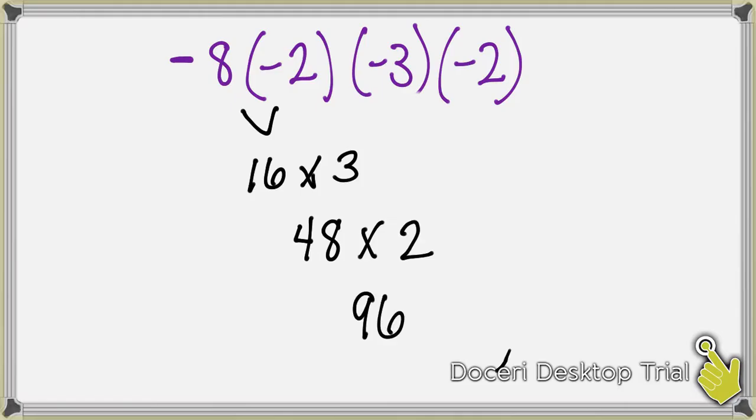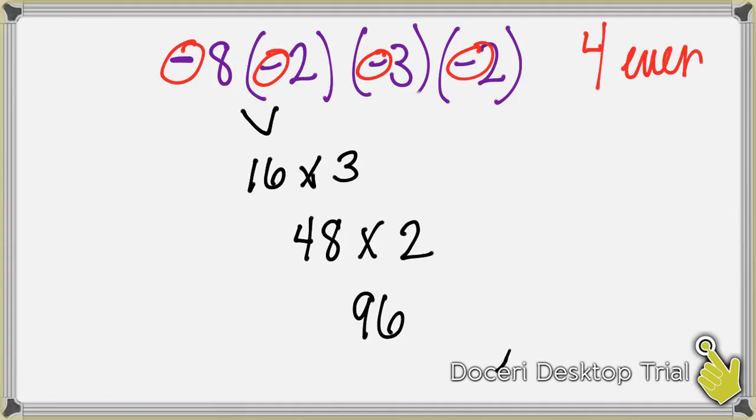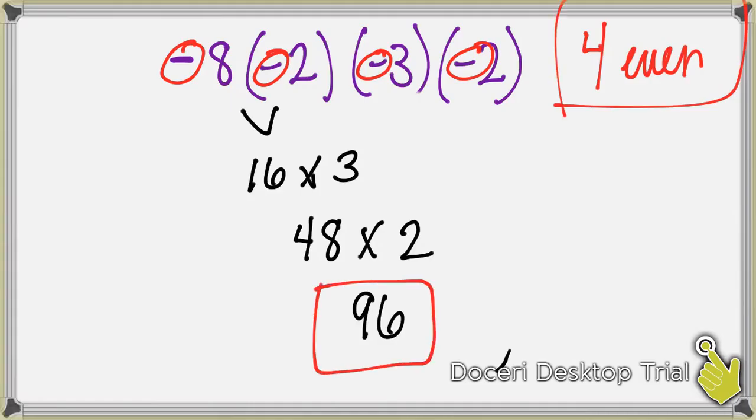All right, now that we multiplied all of our numbers together, now let's count our negative signs. So, all right, 1, 2, 3, 4. We have 4 negative signs, and the number 4 is even. So when you have an even amount of negatives, your answer is positive. So your final answer would be positive 96. All right. So that is how we multiply.